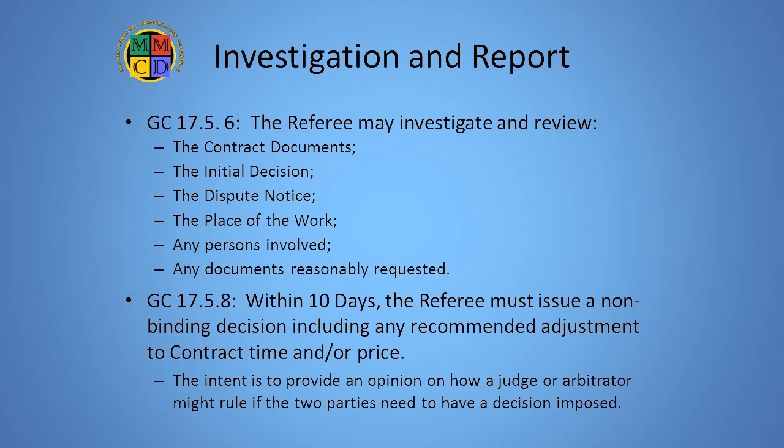GC 17.5.8 requires the referee to produce his or her non-binding decision within 10 days of being appointed. This opinion is required to include any recommended adjustment to the contract time and/or price which is felt to be appropriate. The intent is that this opinion is a foreshadowing of what a judge or an arbitrator would rule if the dispute must be finally resolved by one of them.